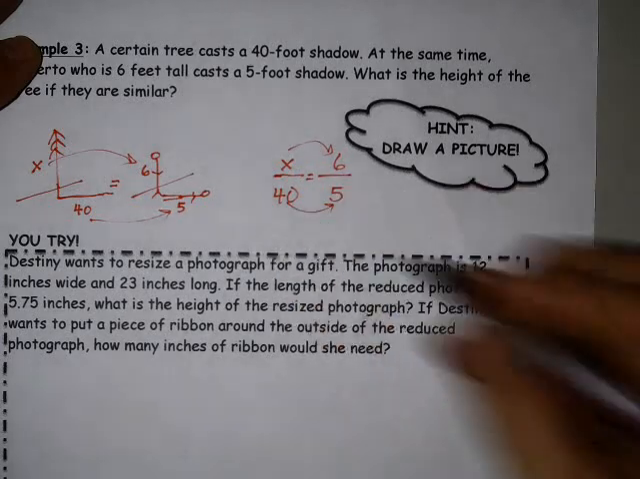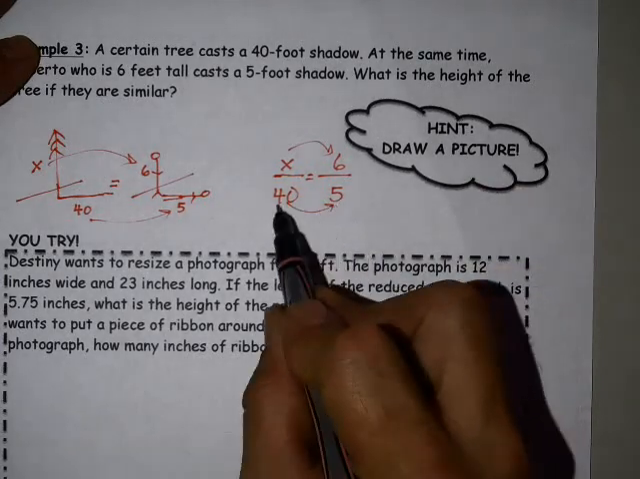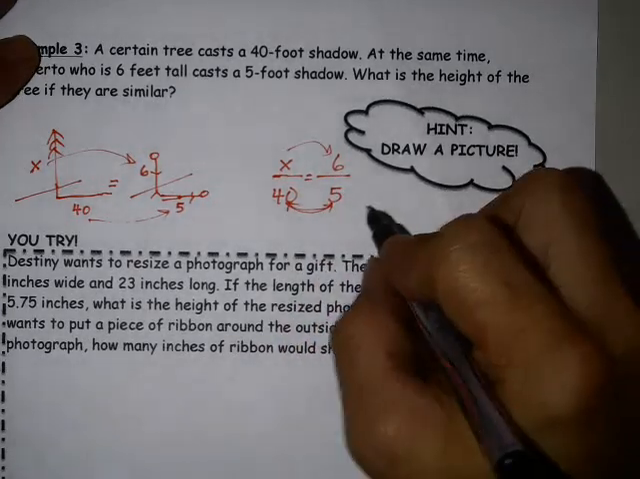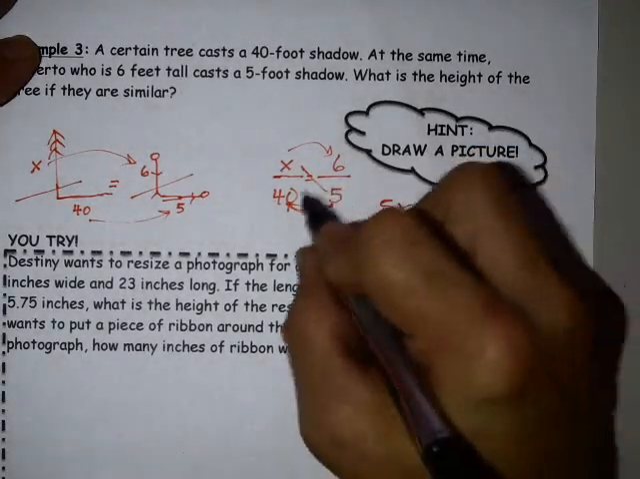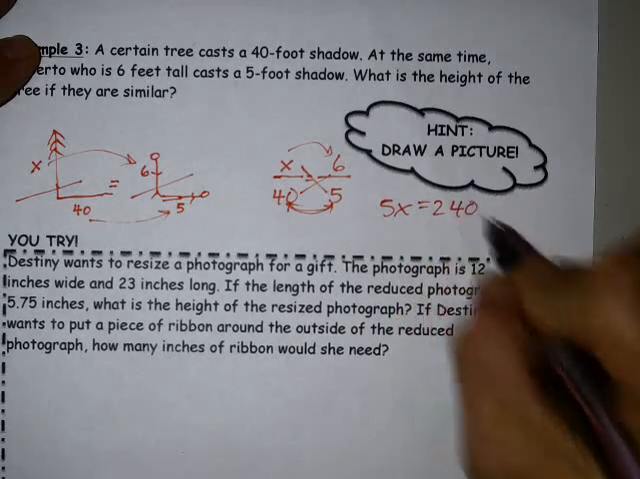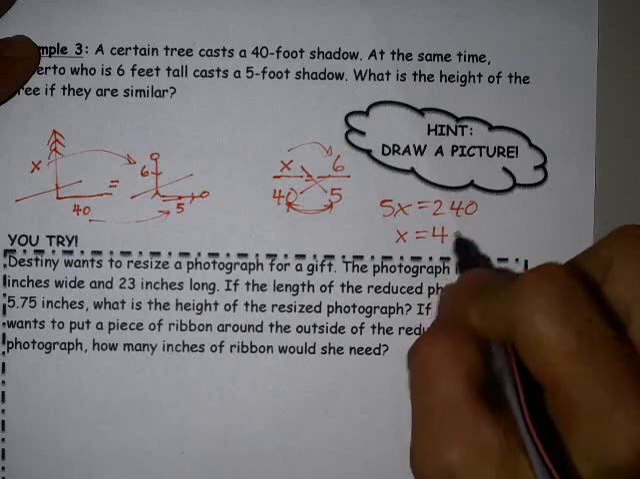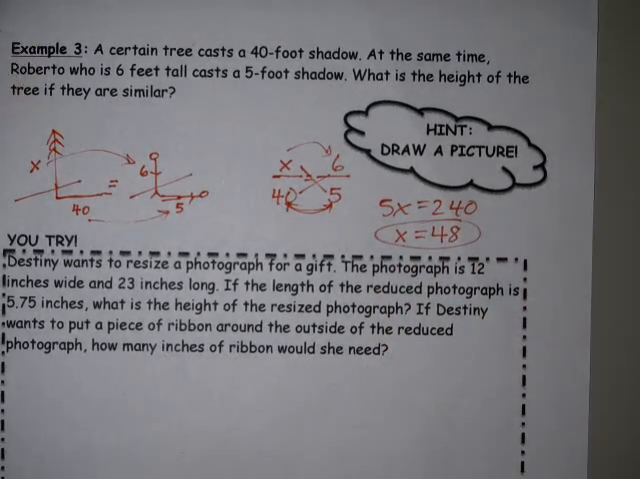Now again, you might be able to look at this and solve it. If you work backwards, you can figure out how to get from 5 to 40. Just do the same thing to the 6. But again, we are going to do our cross products. 5x equals 240. Divide both sides by 5, and you would get an answer of 48.